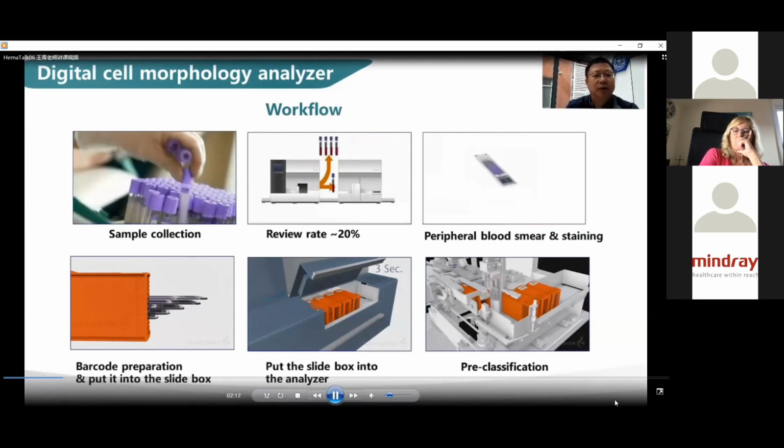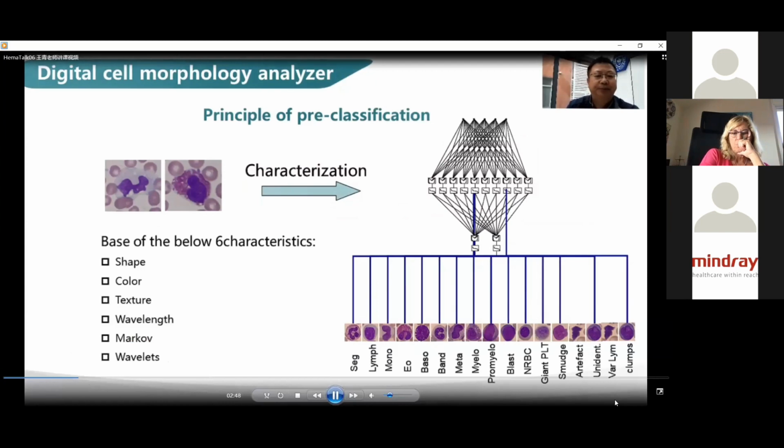Now, if we take a look at the digital cell morphology analyzer, you can say that they mainly include the following workflows: the sample collection with around 20% of the review rate, the peripheral blood smear and staining, the barcode preparation, and we put it into the slide box and put the slide box into the analyzer, and then we do the pre-classification. I'd like to mention that peripheral blood smear and staining is quite important, the same as barcode preparation. And the final step, pre-classification, is also quite important.